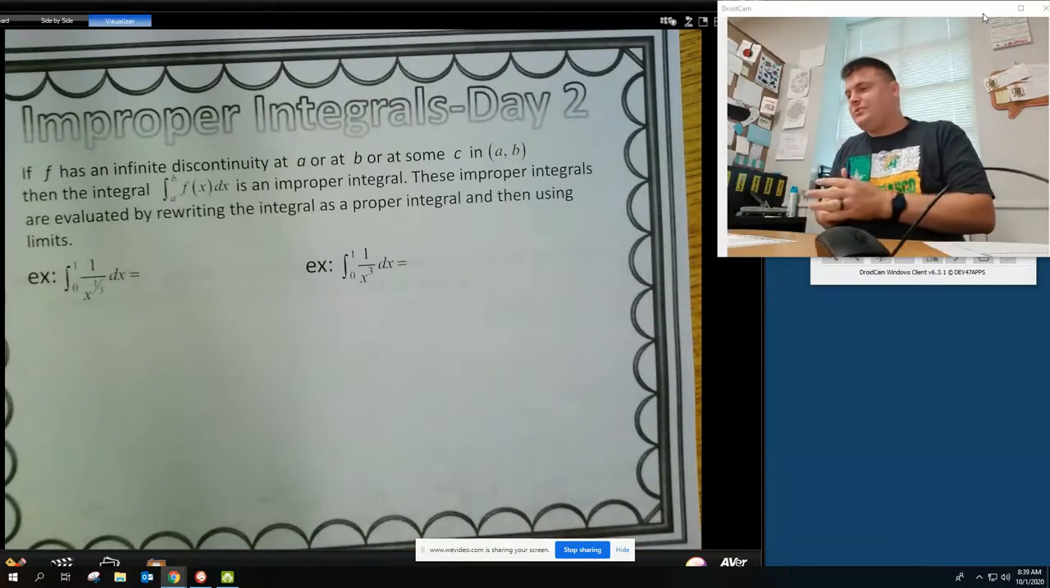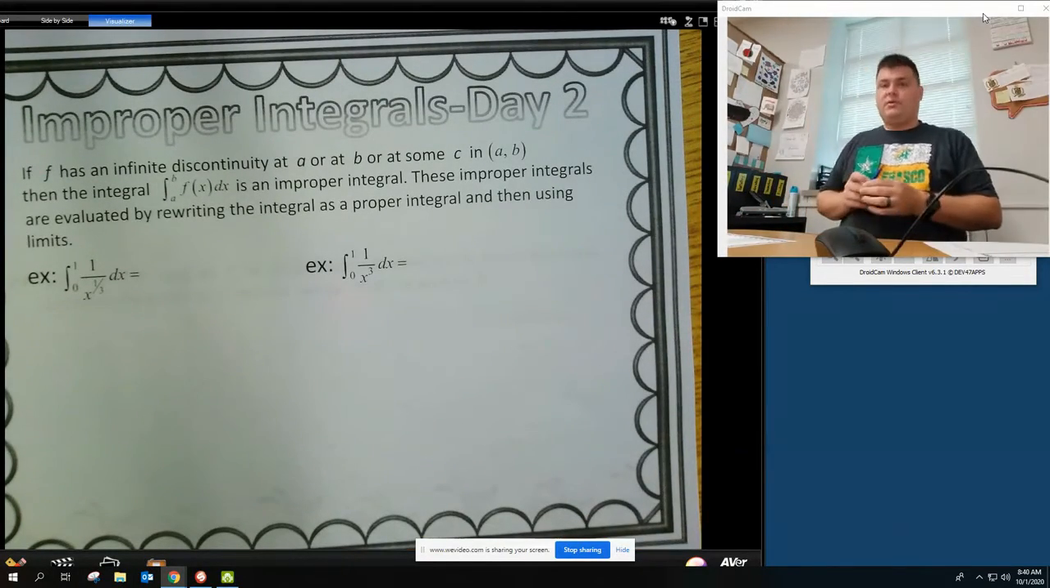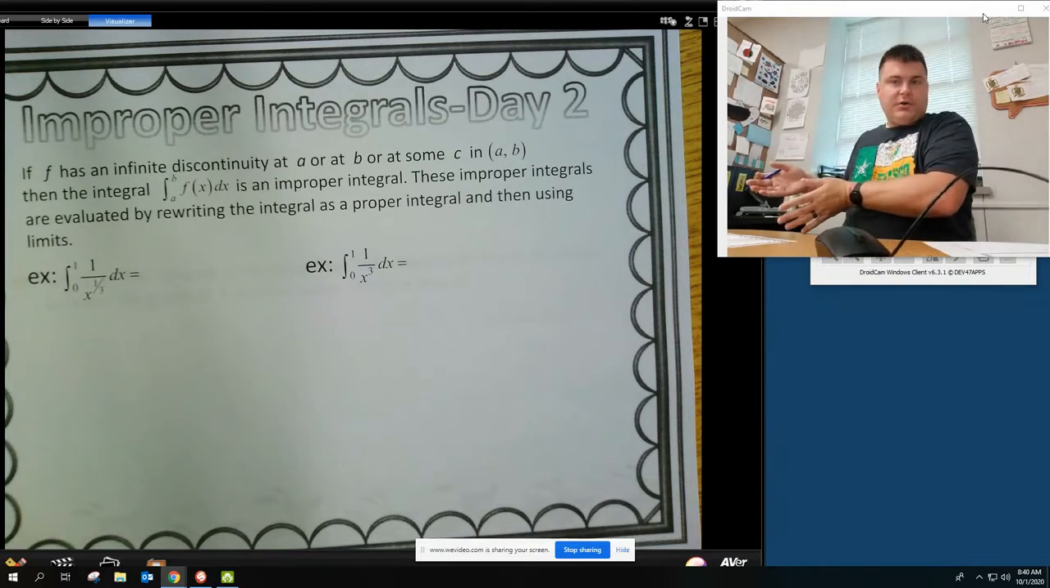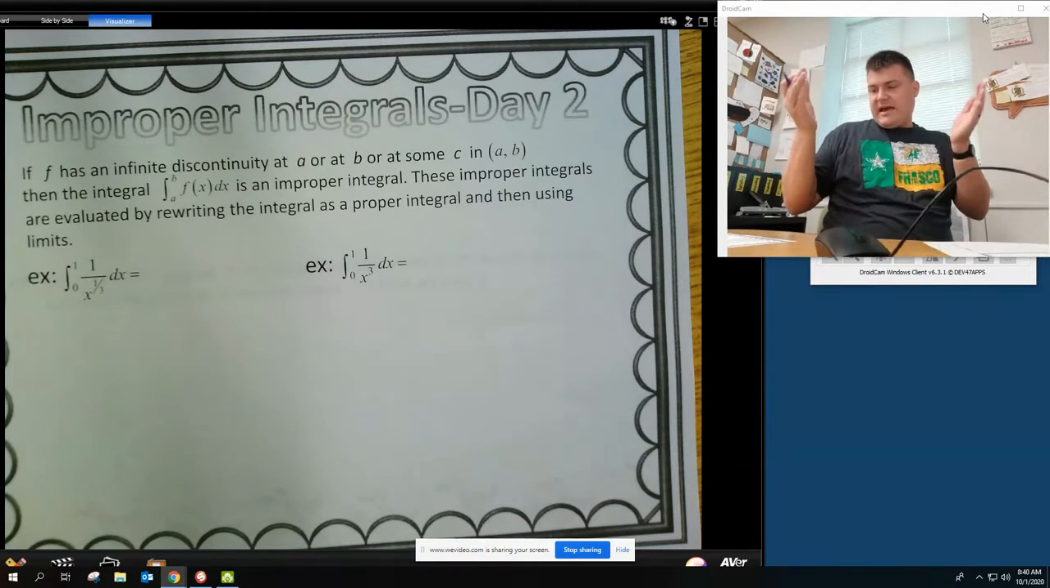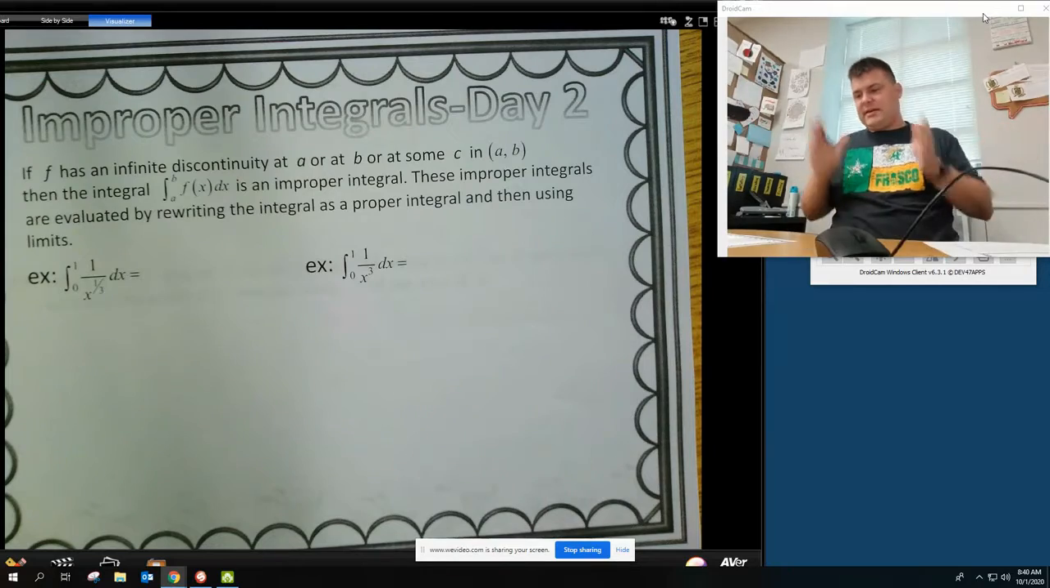Okay, welcome to our day 2 of improper integrals. Today we're going to focus on improper integrals that deal with vertical asymptotes. So we'll either have to break up our integral into separate parts, or we're going to have to just integrate from the right side out of the asymptote or from the left side, and you'll just kind of see as we go through.